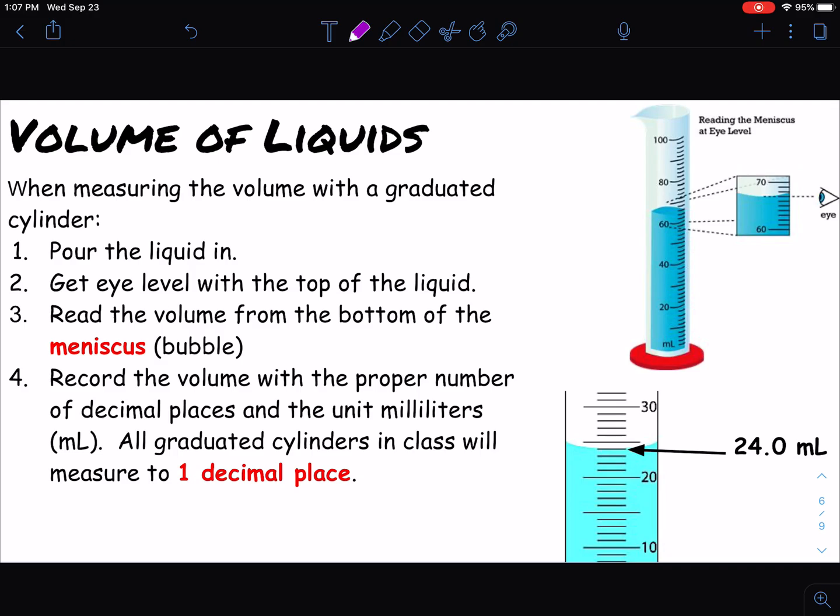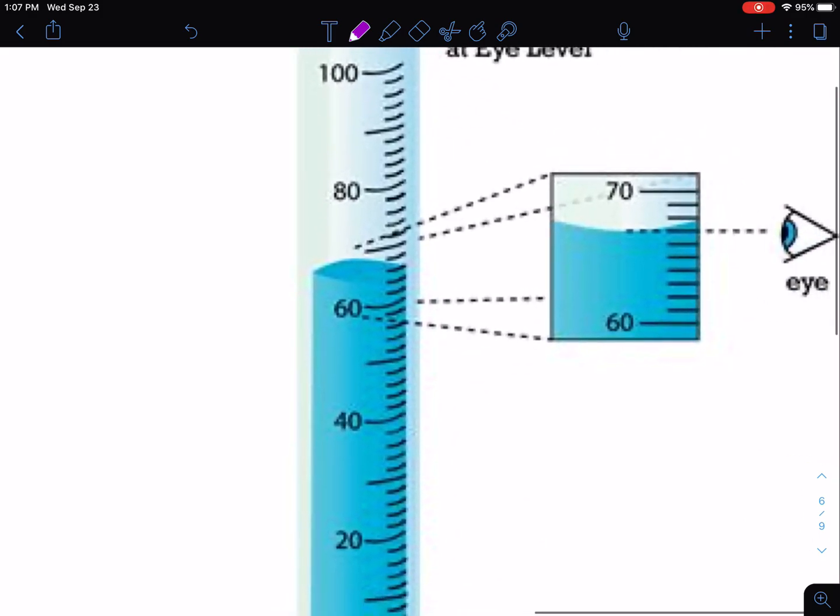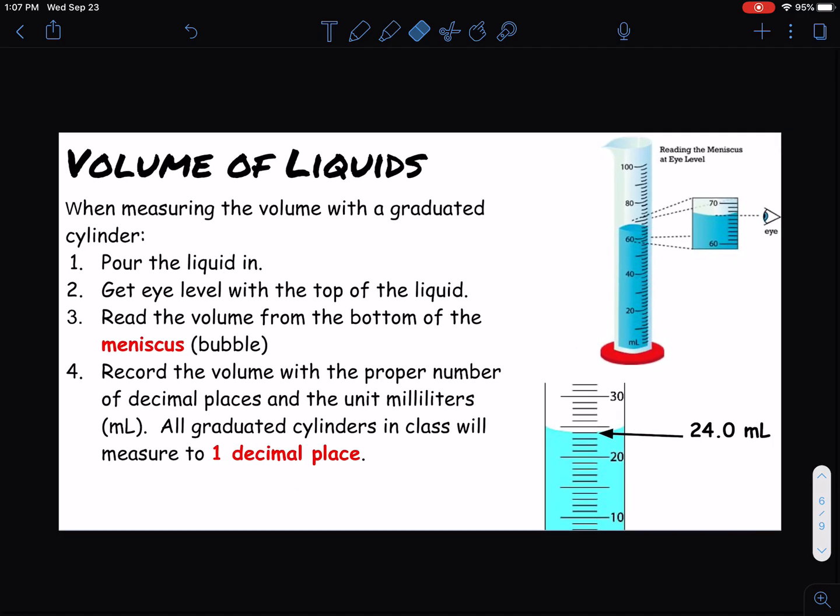And then once you get eye level with it, you got to read from the meniscus or the bubble. And if I zoom in over here, you can see what I mean. You get eye level, and the water doesn't go straight across. It forms this bubble here. That bubble is called the meniscus. And you're going to read from the bottom of the meniscus every time. Some graduated cylinders don't form a meniscus, so you would just read straight across. But if there's a meniscus there, you got to read from the bottom of the meniscus.